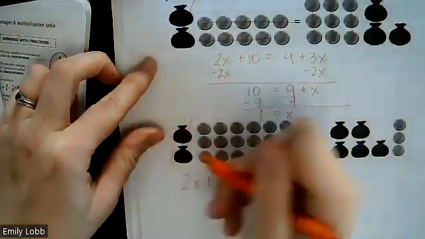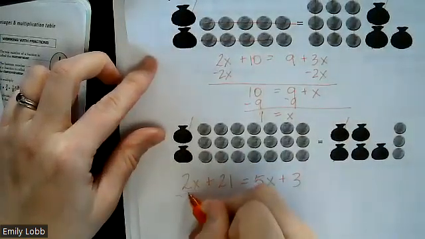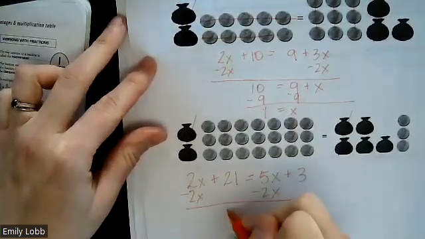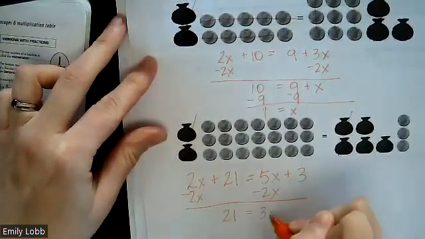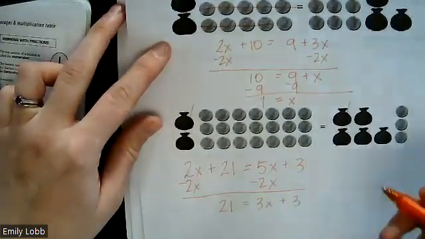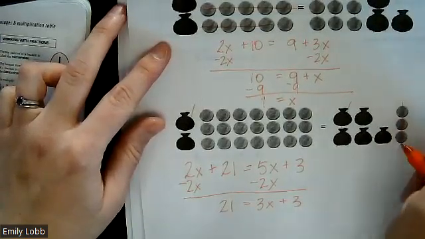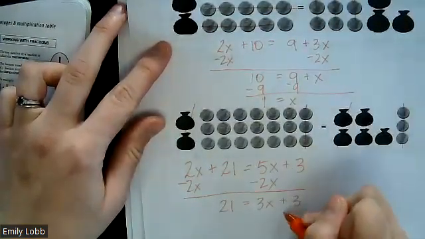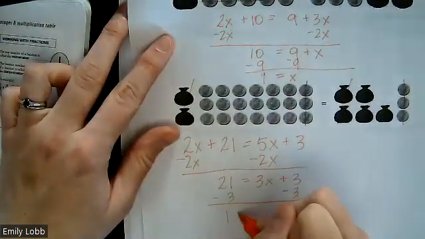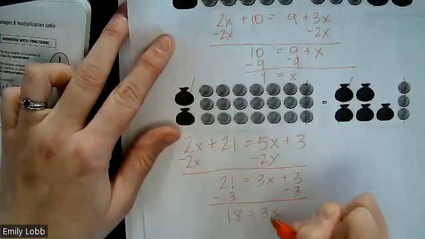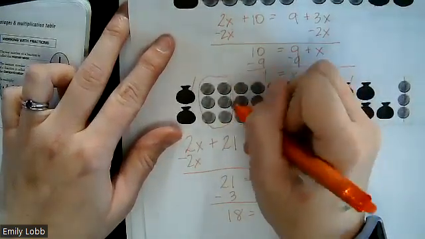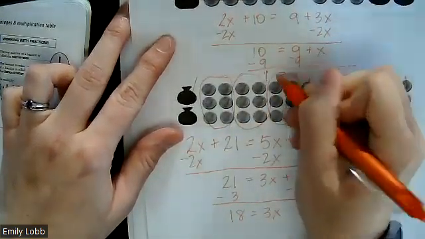So if we take 2 pouches, then we're going to take away 3 coins. And then we can have 3 groups of 6.